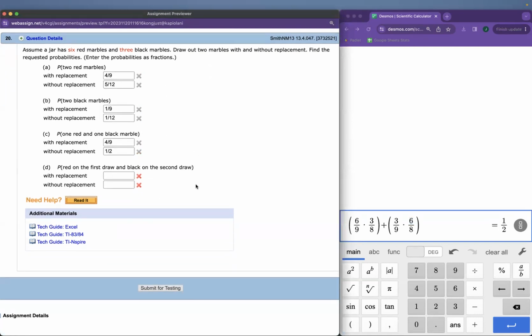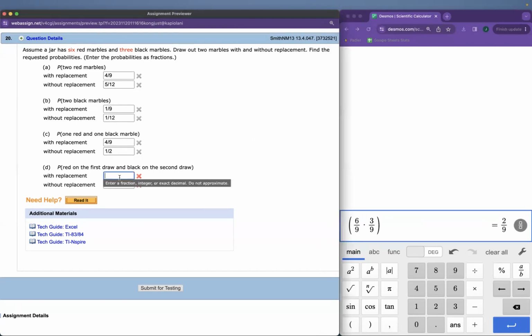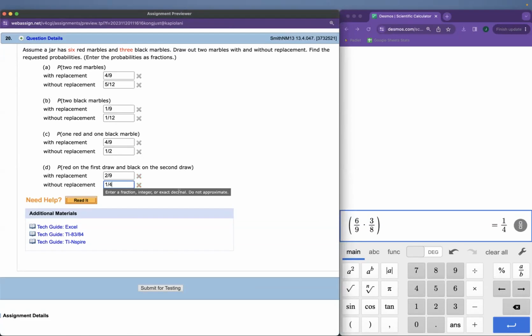Okay, last question. Suppose it's a probability red on the first and black on the second. So this one's actually easier than the previous one. I can ignore this second possibility. Red first, black second. With replacement, it would be 6/9 the first time to pick the red marble, and then 3 out of 9 to pick the black marble. So that's 2/9. Without replacement, there's going to be 1 less marble overall, but still 3 black marbles to choose from. So 6/9 times 3/8 is 1/4.